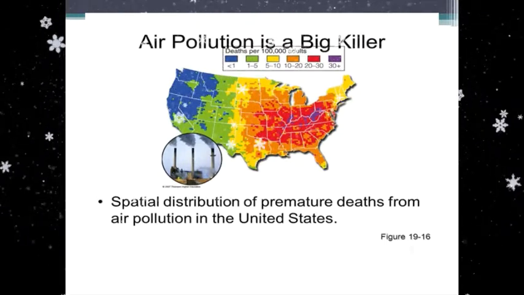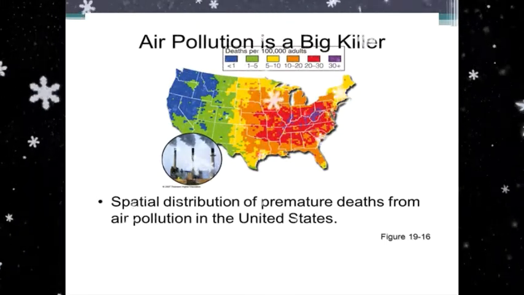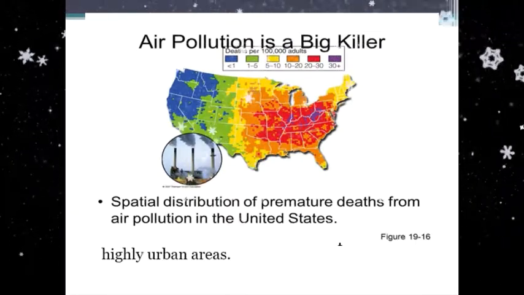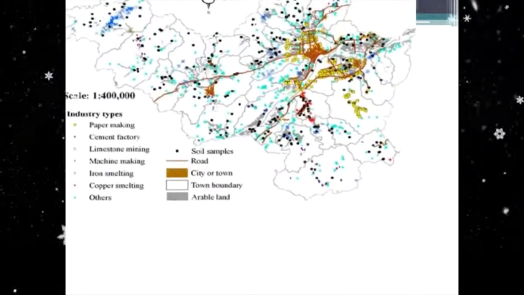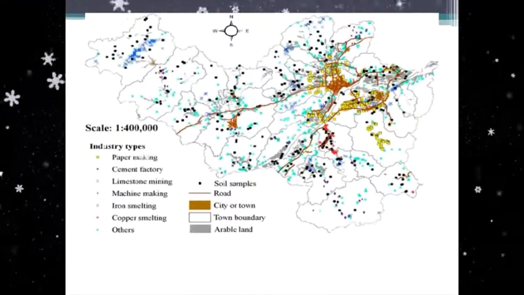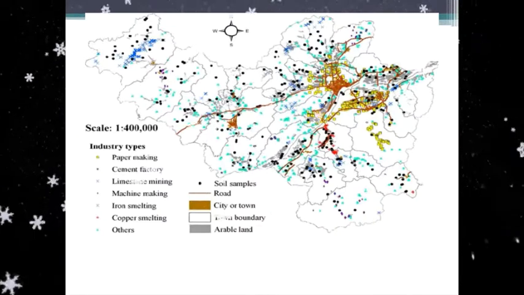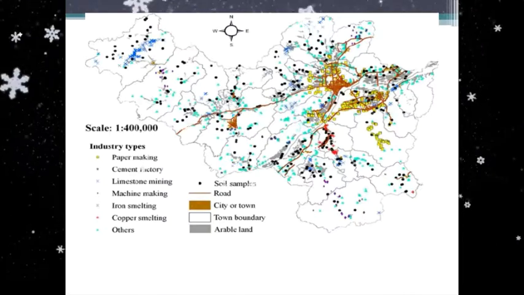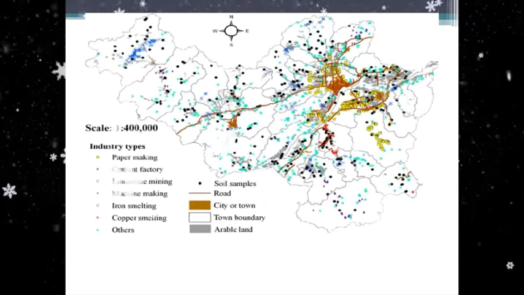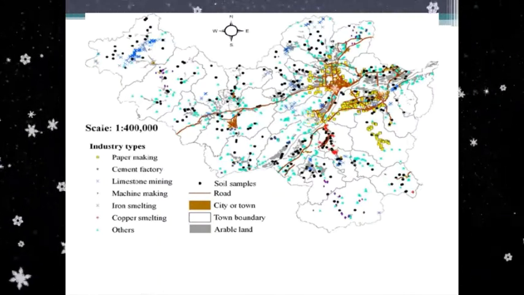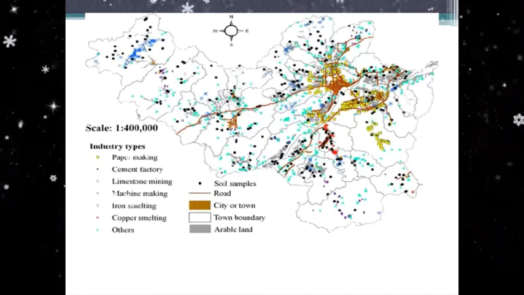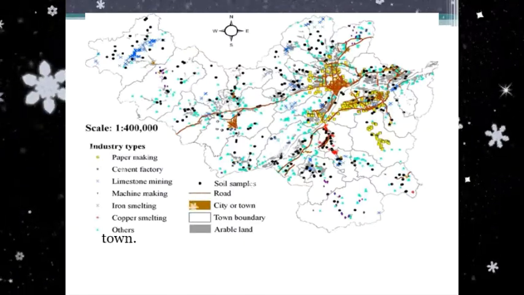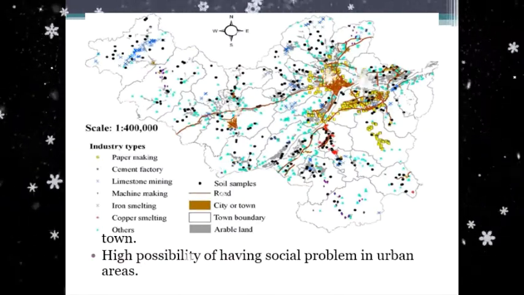So from air pollution, highly urban areas. Scale 1 to 400,000. Industry types: paper making, cement factory, limestone mining, machine making, iron smelting, copper smelting, and others. High possibility of having social problems in urban areas.